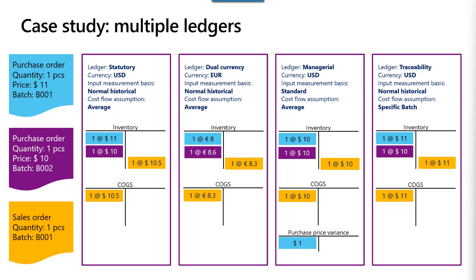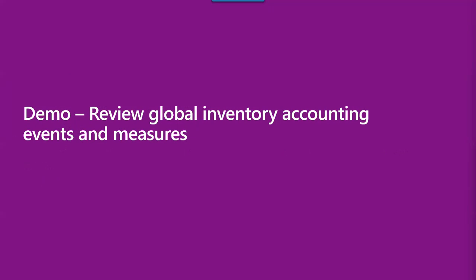A reminder that this does not write back to the general ledger, but we are able to see the different costs in our different global inventory accounting ledgers, which we're going to go do now. So let's review a demo of global inventory accounting events and measures, which are the result of the different ledgers we've configured.